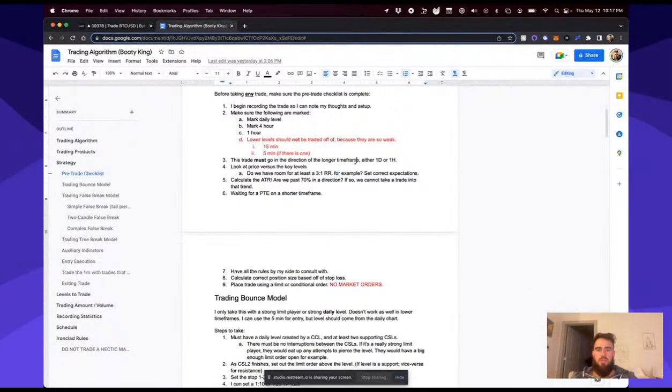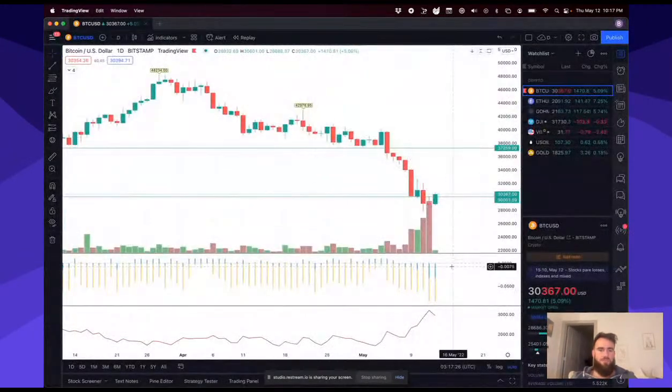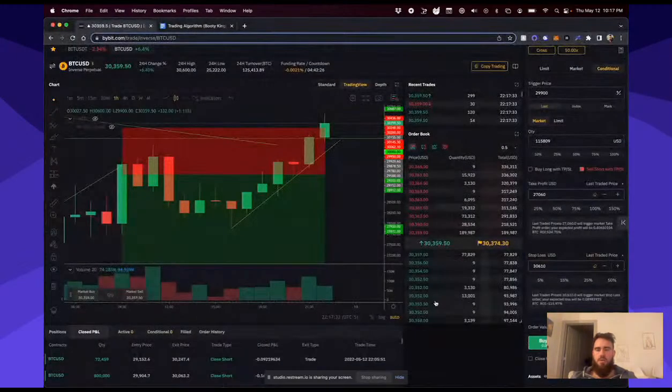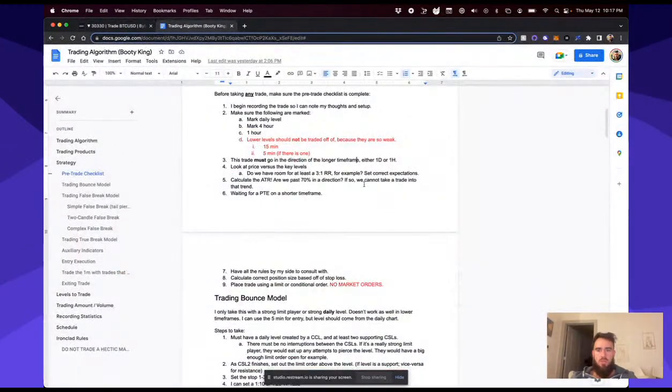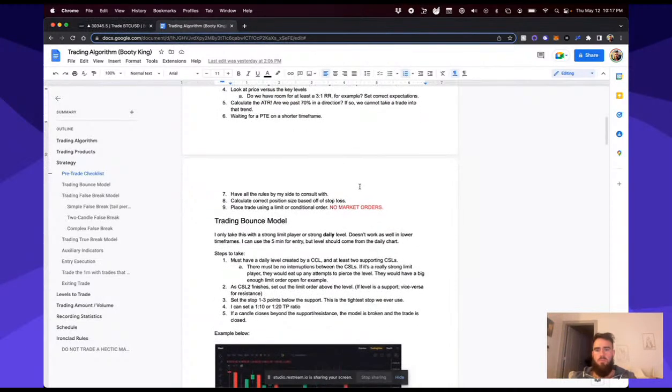Talked about the longer time frame, so we're going with the daily time frame here. Hopefully this 1 hour is a dead cat bounce. Do we have room for 3-to-1 risk ratio? Yep, so we're going for 4-to-1. ATR. ATR is 1470 divided by 3,000, about exactly 50%. So that's good, and it's 50% long.